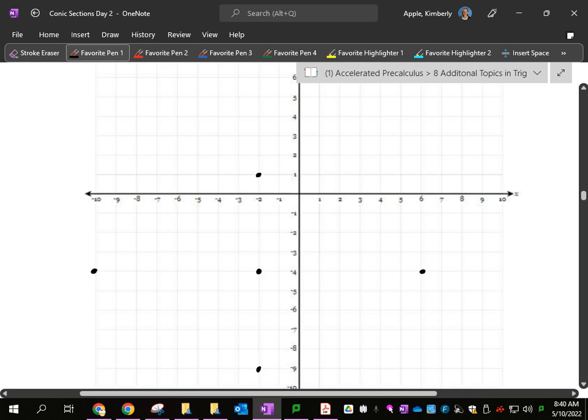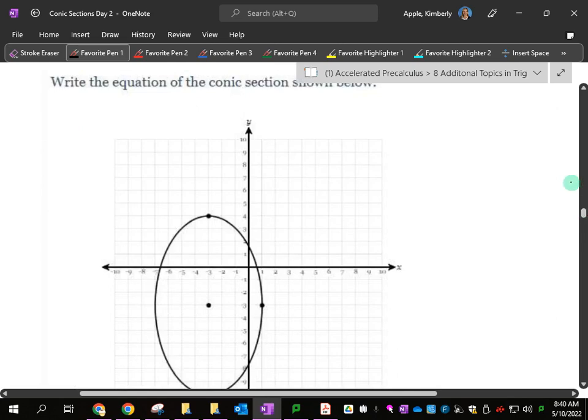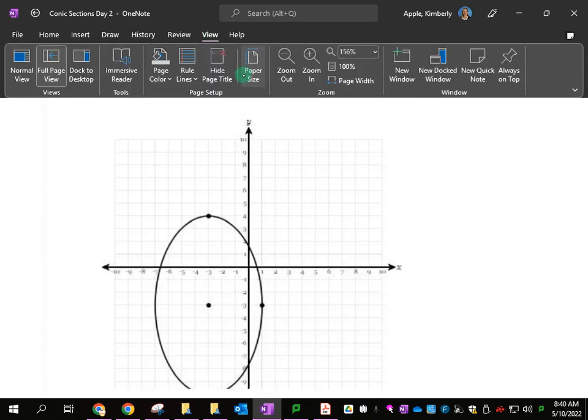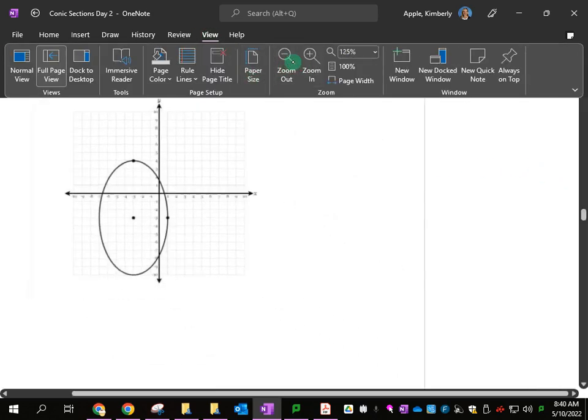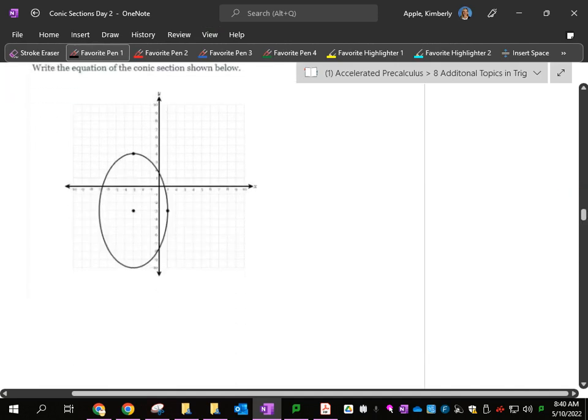All right, let's graph a couple of these, or actually write the equation from the graph. Write the equation for this conic section. What type of conic section is this? It's an ellipse. It's vertically oriented, right?